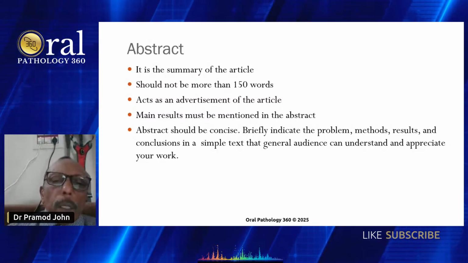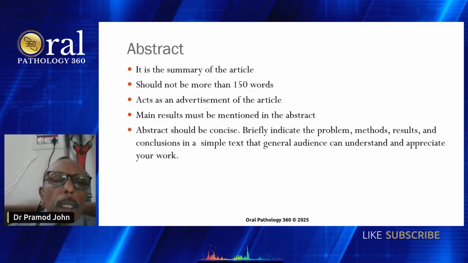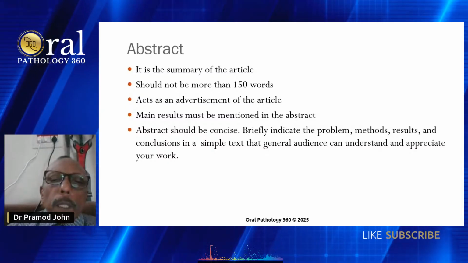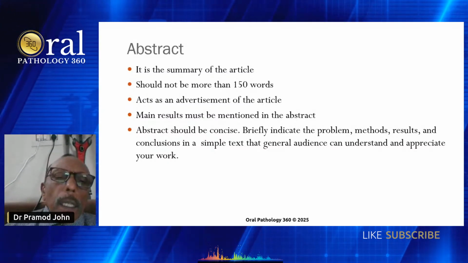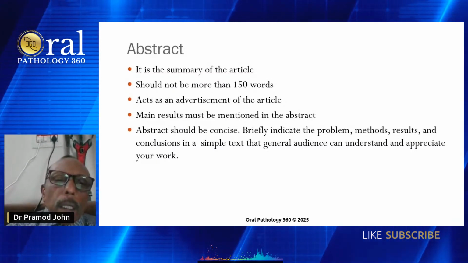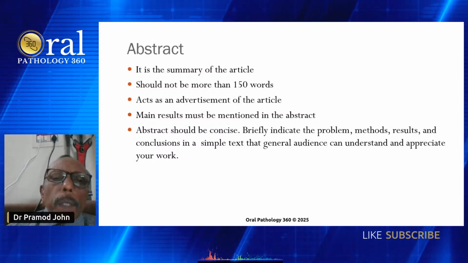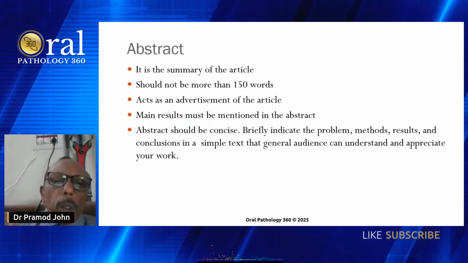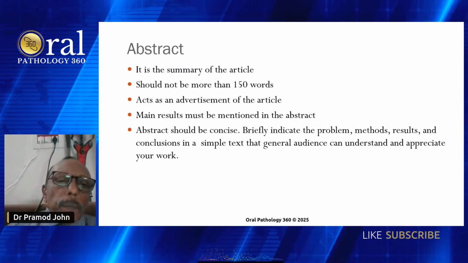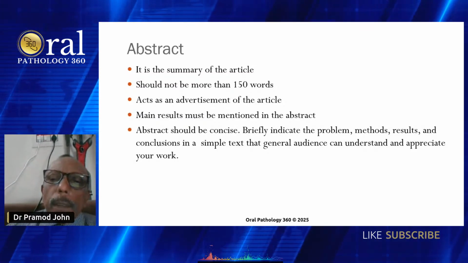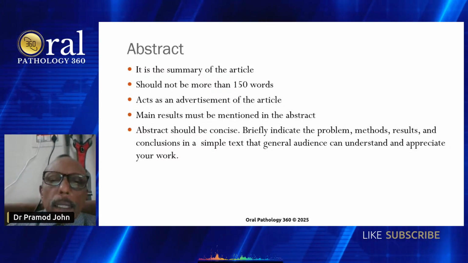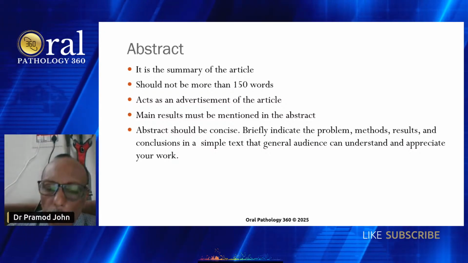It acts as an advertisement of the article. Many times, readers would read only the abstract. So make it as attractive as possible, and the main results must be mentioned in the abstract. Many people think that the results need not be mentioned, but always mention the results so that it will be a hook, so that the readers will be willing to read your article further. Abstract should be concise, briefly indicating the problem, methods, results, and conclusions in a simple text that a general audience can understand and appreciate your work.